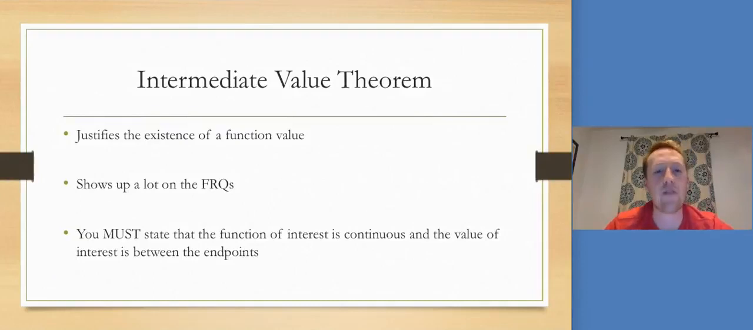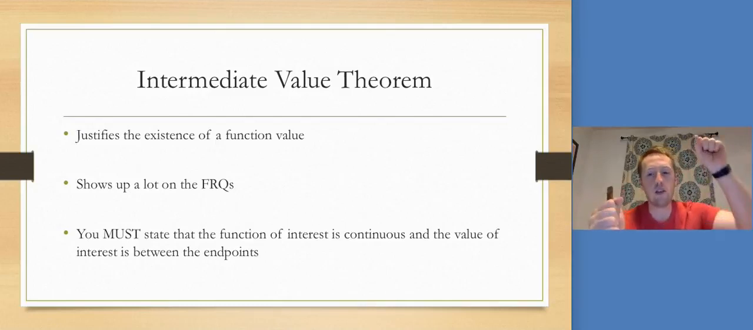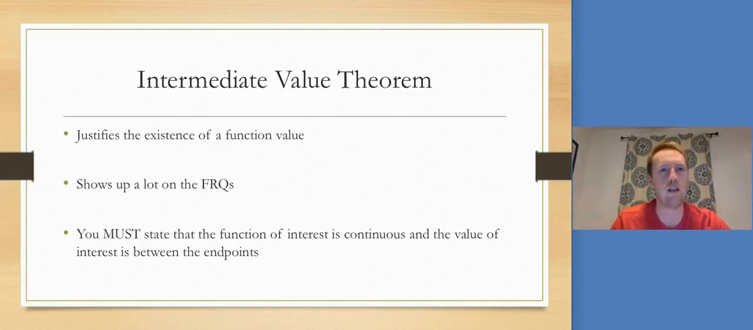Okay, the intermediate value theorem comes up a lot. It justifies the existence of a function value. It's very common on FRQs. It'll come up on some multiple choice as well. Big thing, if it's on an FRQ, you must state that the function of interest is continuous and that the value of interest is between the endpoints. That's the hypothesis of the intermediate value theorem. So if your function is continuous and you have two endpoints, you're going to get every y value between them. You just have to say that. You know it in your head, and that's why you come to the conclusion you do. Just put it on the paper.